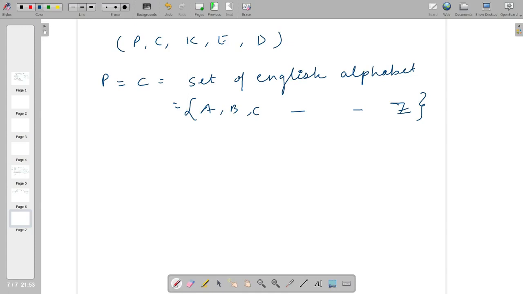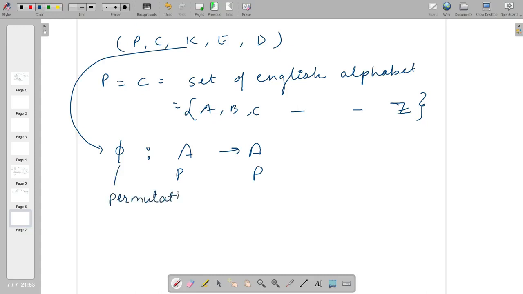And the key is a function mapping phi from set A to A. It's a bijective mapping, from P to P. It's a kind of permutation, so you can permute it anytime and make a mapping. Because we have 26 alphabets, the number of permutations will be factorial of 26. So K is a set which has phi, a permutation on the set of alphabets.